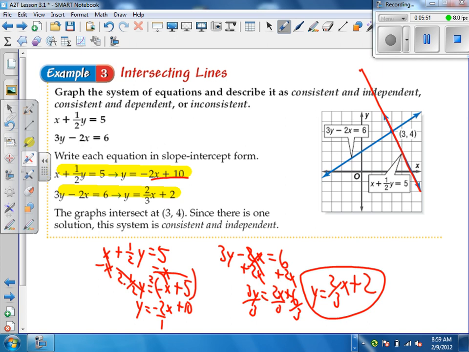The second one, the y-intercept is 2. The y-intercept is right here at 2. My slope is 2/3, so I go up 2, right 3. So up 2, right 3 would be right there. And notice then the intersection point is (3, 4), so that is your solution, which means x equals 3, y equals 4. If you plug them in, they would make both equations true. Okay, and we classify this. There's one intersection point, so it's consistent and independent, and you need to know these.